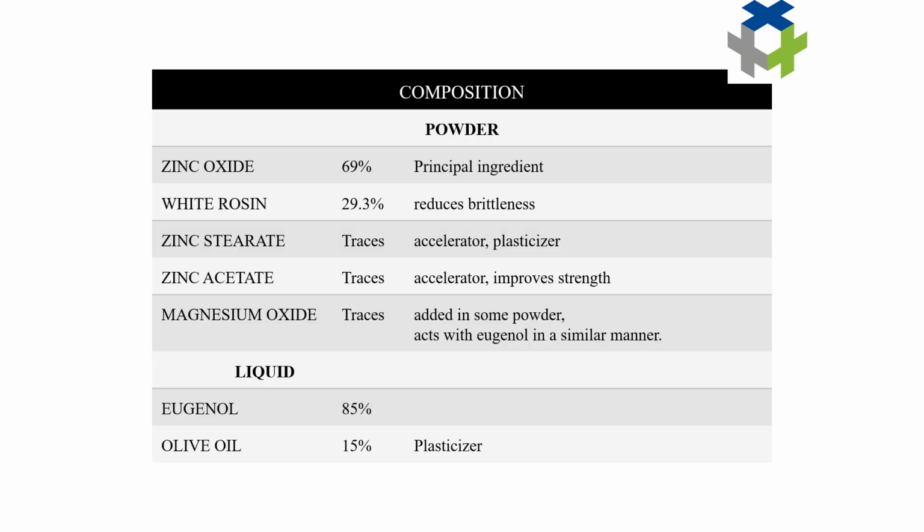So coming on to composition, it is generally available as powder and liquid. The powder consists of zinc oxide 69%, which is the principal ingredient, and white rosin of about 29.3%. It reduces brittleness of the cement, and zinc stearate acts as accelerator and plasticizer. And zinc acetate also acts as accelerator and improves strength. And magnesium oxide is added in some powders, and it reacts with eugenol in a similar manner.